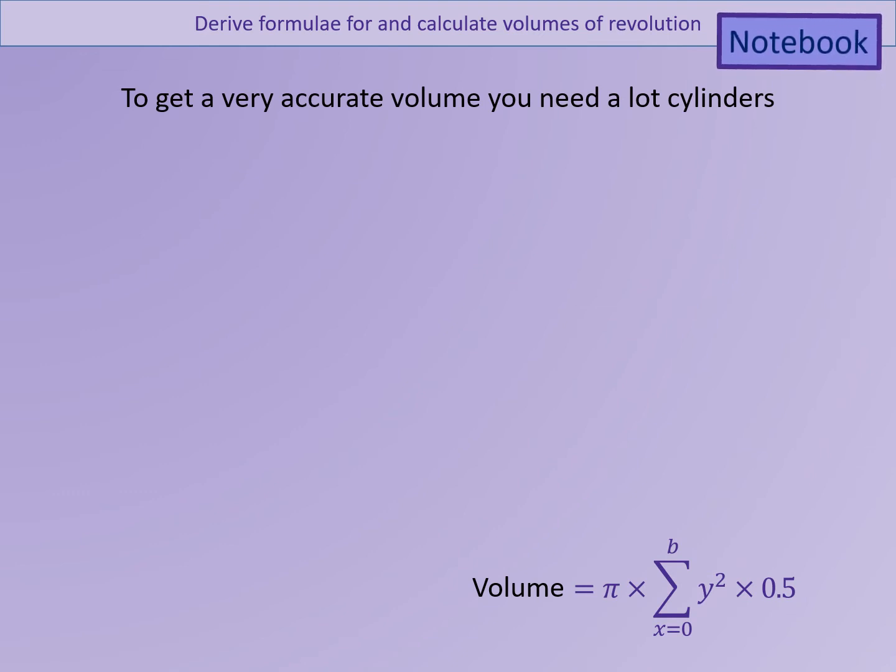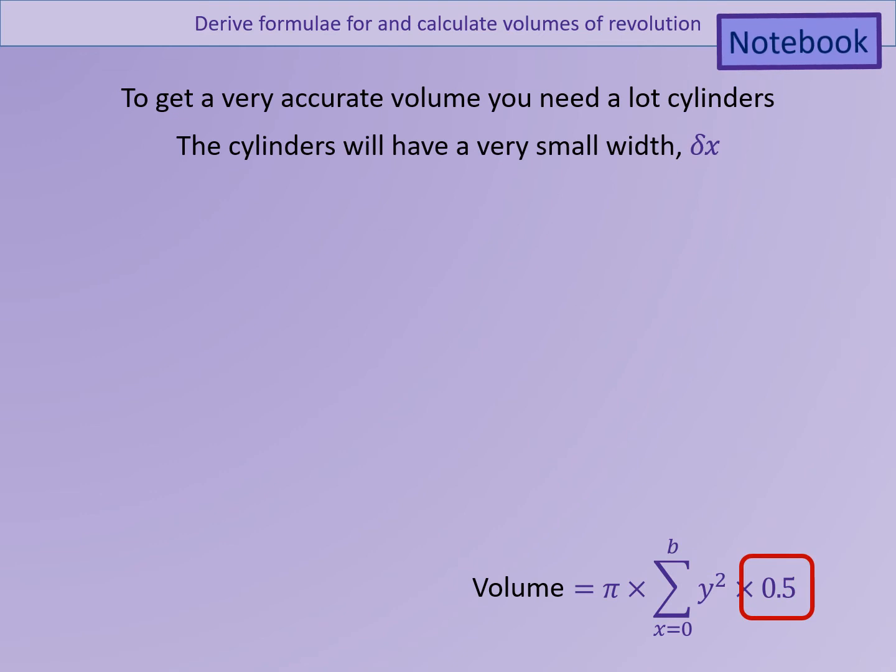So to get a very accurate volume, we will need a lot of cylinders. In this case, the cylinders will have a very small width, and we use the symbol delta for that. So delta x is the width of each cylinder, and it just represents a very small value of x.